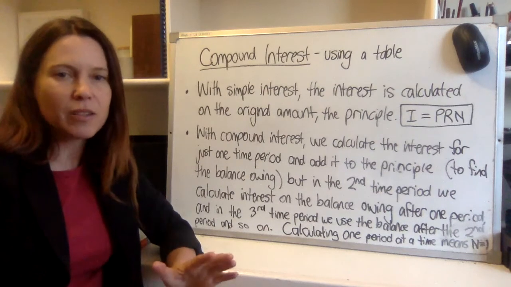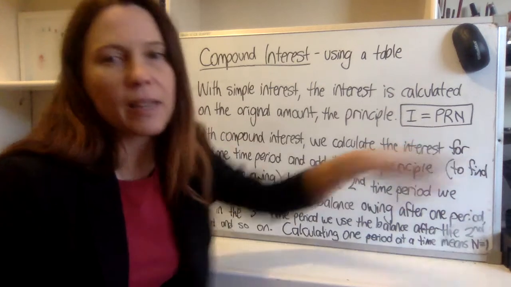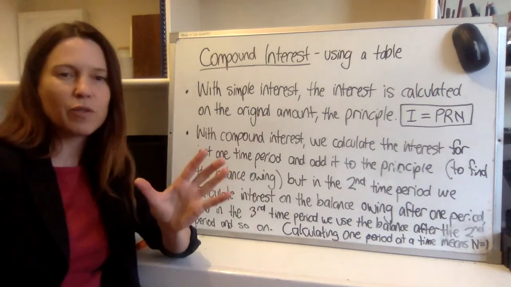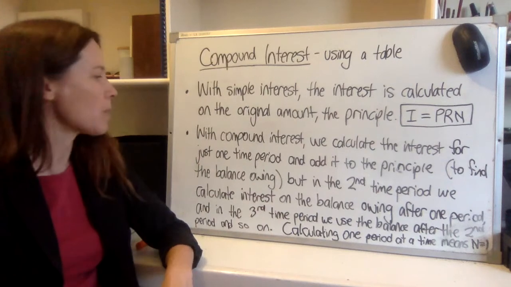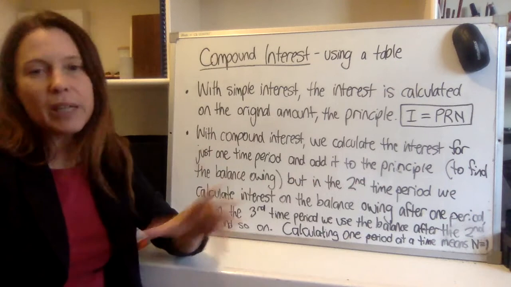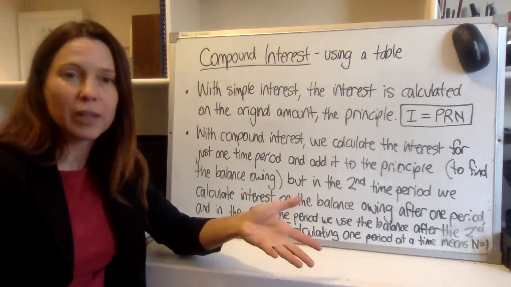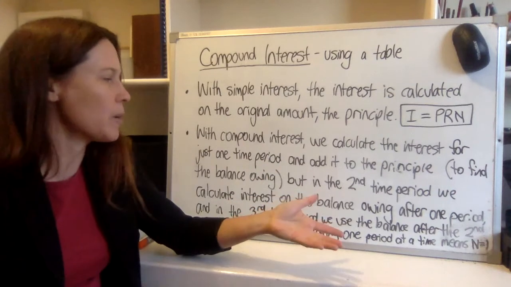We calculate the interest just for one time period at a time. And that means we let n equal 1 and we just work out the interest for 1 year, 1 week, 1 month, whatever the time period is. Now, we then have to add it to the principal so that we can see how much is owing once we have the principal plus the interest at the end of that time period.